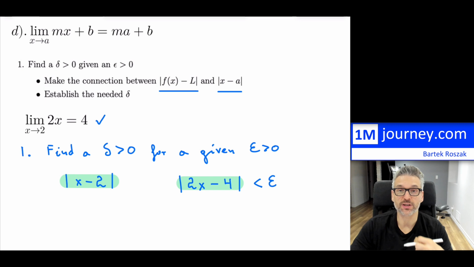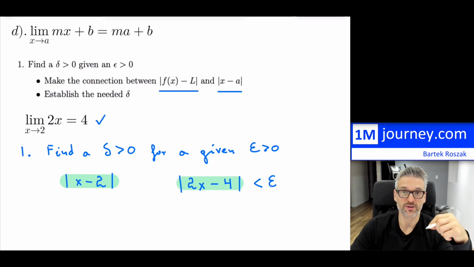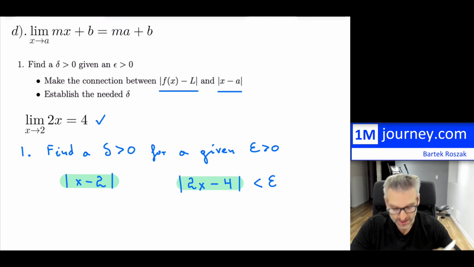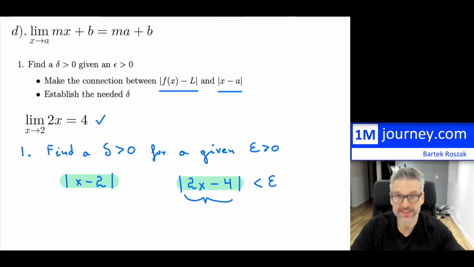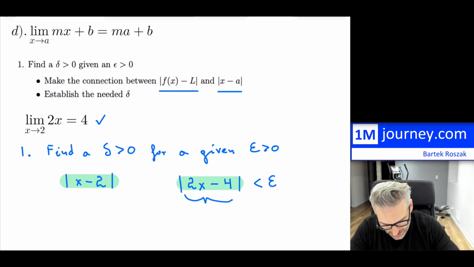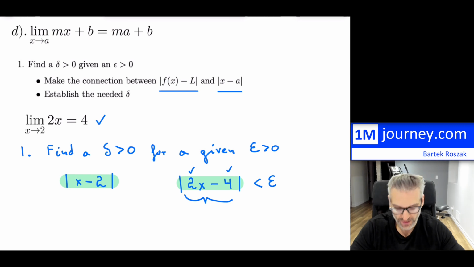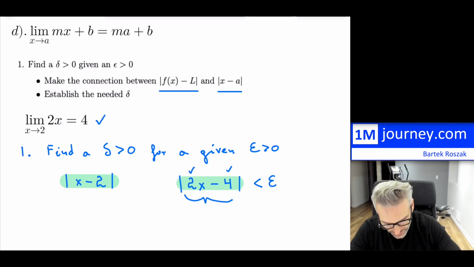What I am looking for is either factoring of some kind, or some kind of connection between this right here so that I can see an x minus 2 as a factor of it. So I will very quickly notice that there's a 2 and a 4, so I can factor out a 2. And that factoring out will give me x minus 2 in the brackets.